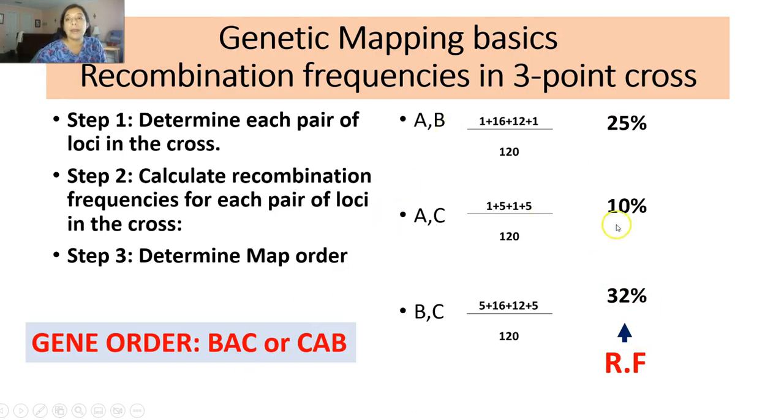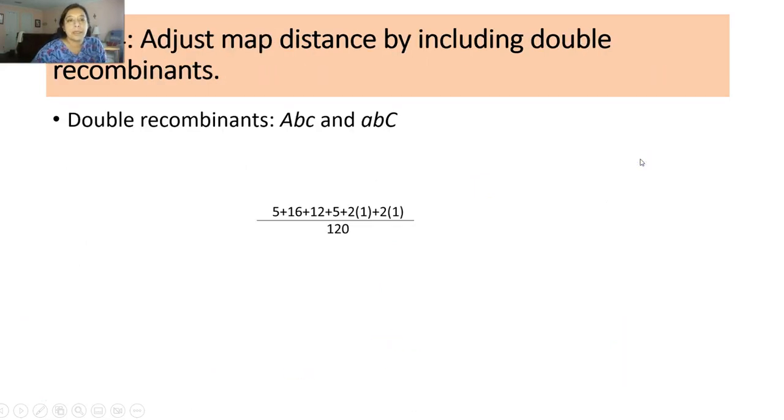So we know that here BC are the furthest apart from each other because they have the highest recombination frequency, and AC are the closest to each other because they have the lowest. And then AB means B is going to be a little bit further apart. The distance between A and B is going to be more than the distance between B and C, or A and C. So we know the gene order is either BAC or CAB.